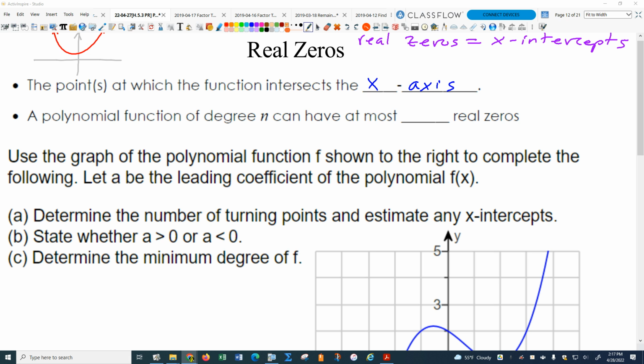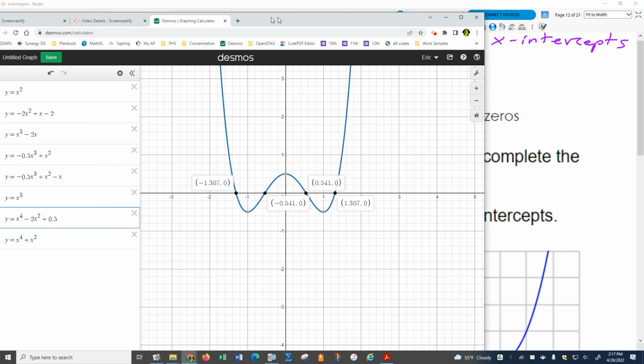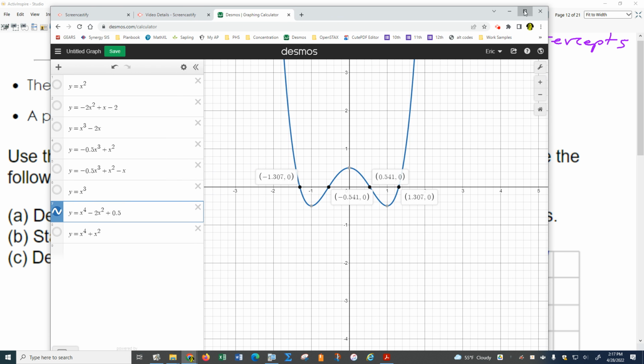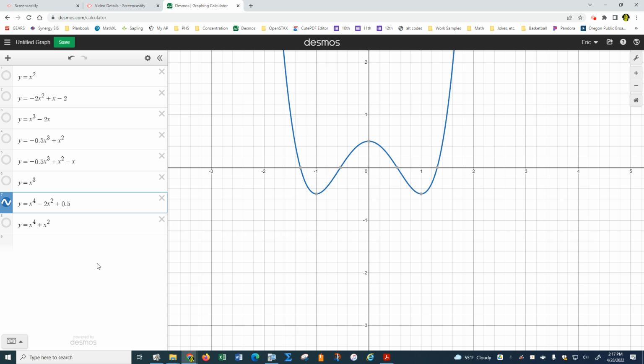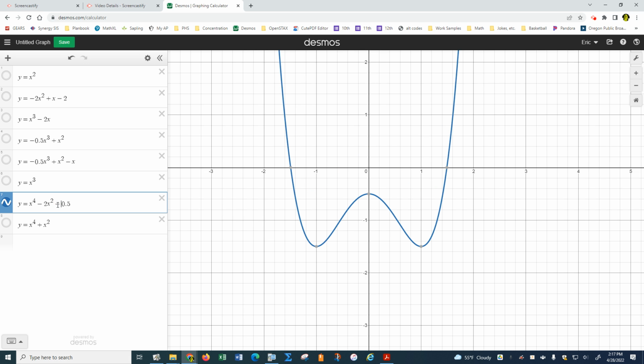Oh, you guys can't see that. Whoops. Yeah, okay. Okay, everybody agree? There's a quartic function. It looks like it's got 4 x-intercepts, right? Now I can tweak that a little bit. What if I do something different, like that? Now how many does it have? 2. Okay. Right there and right there.